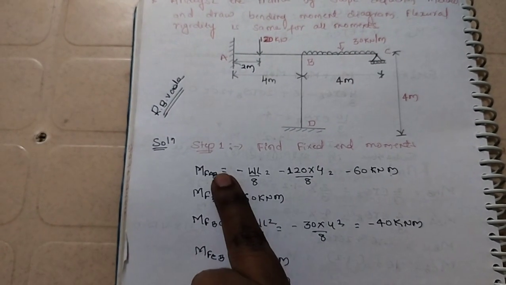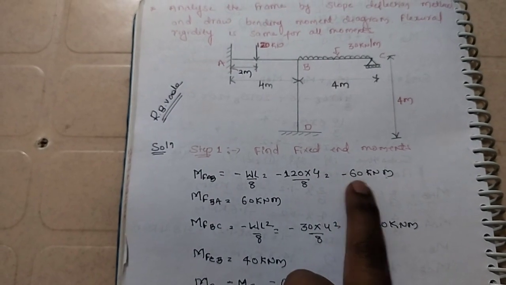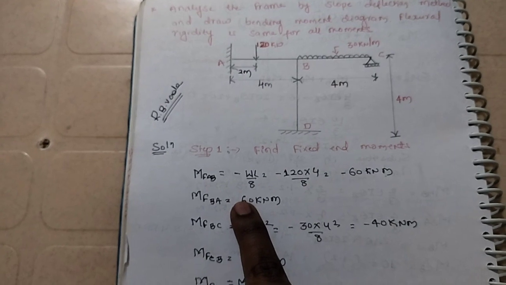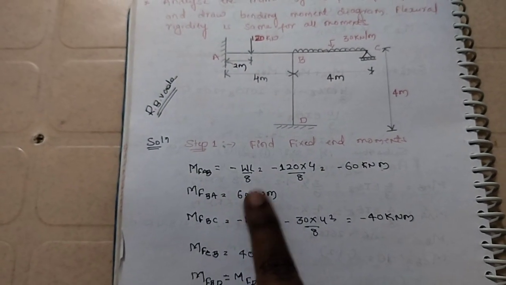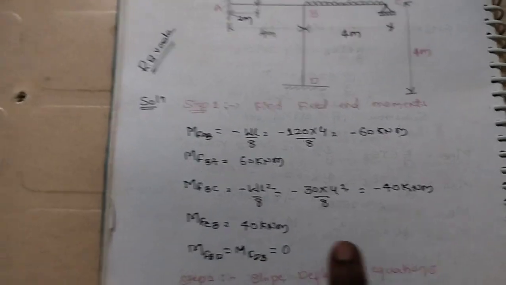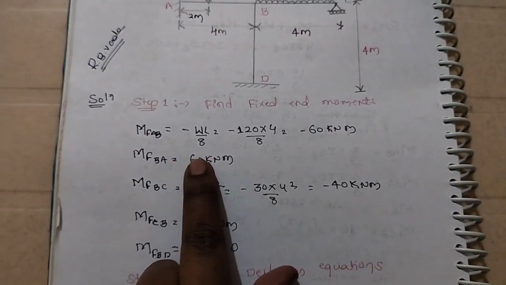Same thing, MFAB is minus 60 kilonewton meter, and MFBA will be plus WL by 8. Plus WL by 8 means what is the value you are getting? You are getting plus 60 kilonewton meter.